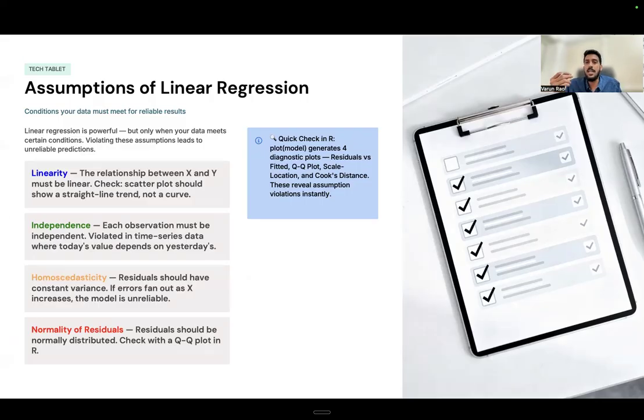That shows a trend, and you're not supposed to find a curve. It's supposed to be a line. The second one is independence. Each observation must be independent of each other, else there's a problem.